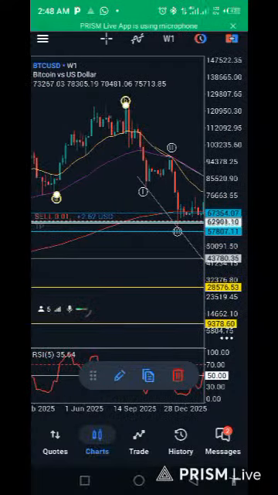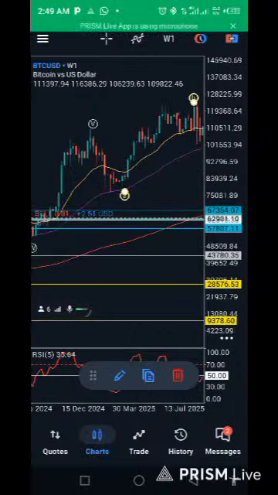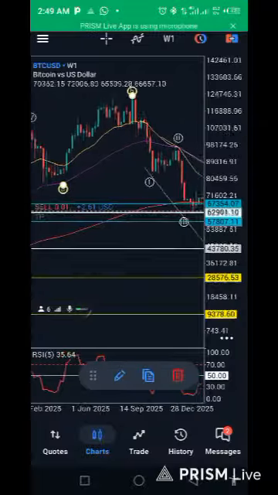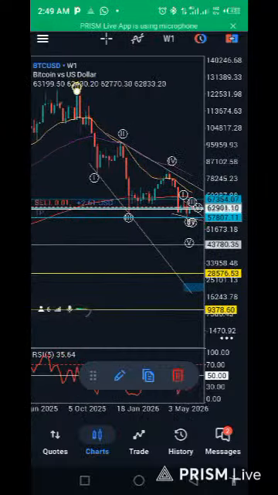B is always A, B, C. Just those waves, A, B, and C. Then in A, you have A, B, C too. But C, most times, is A, B, C, D, then E, or 1, 2, 3, 4, 5. Just take note of that.